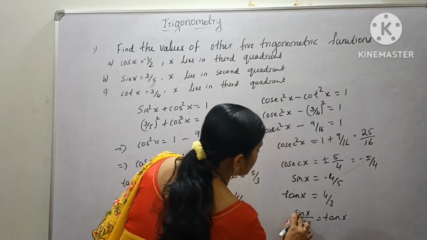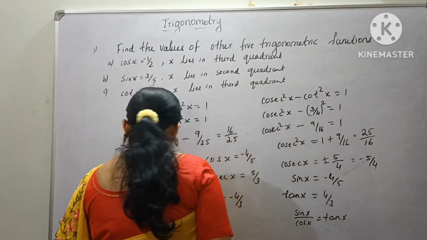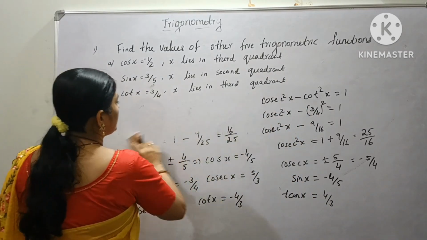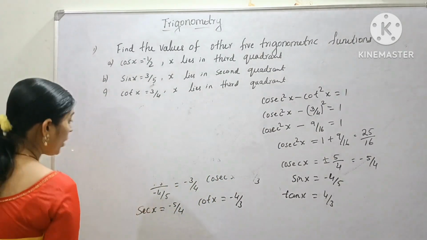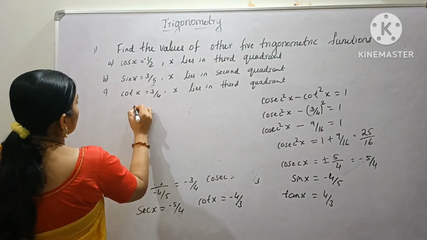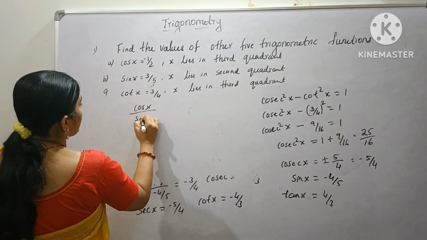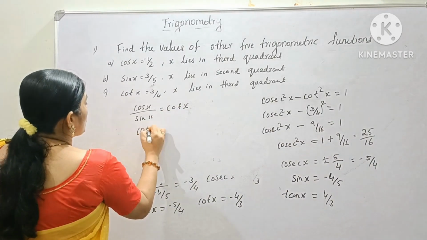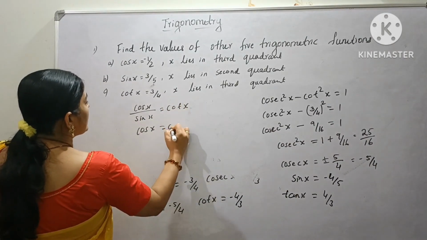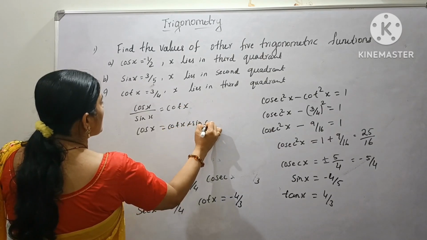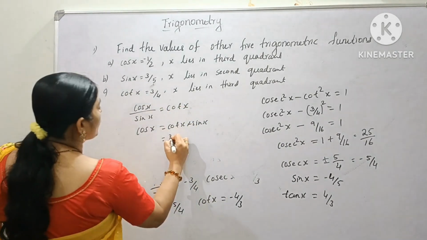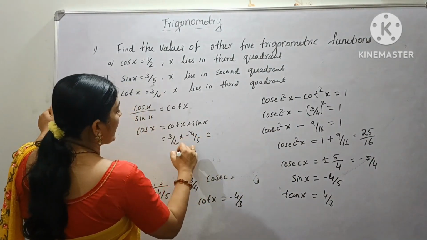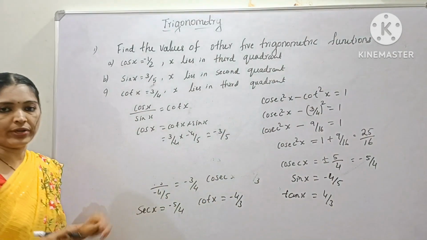Okay, now sin x is, or we can take cot x also. Okay, cos x by sin x is equal to cot x. Okay, so cos x is equal to, take sin x here, cot x into sin x. So what is cot x value? 3 by 4 into sin x value is minus 4 by 5. 4 cancelled, so we will get minus 3 by 5.